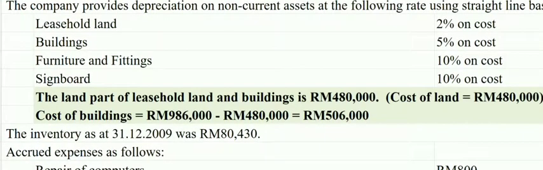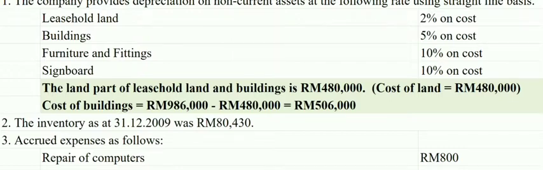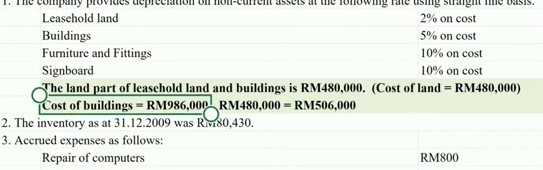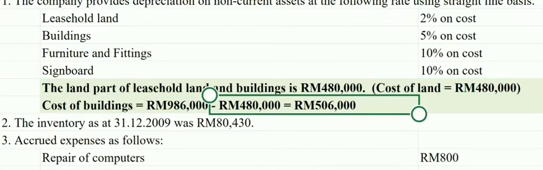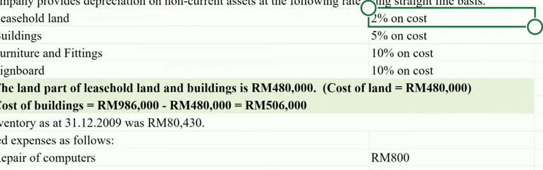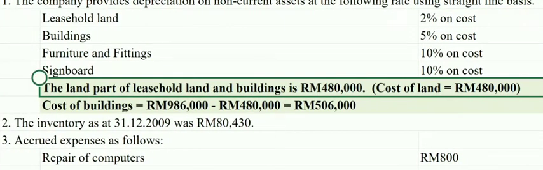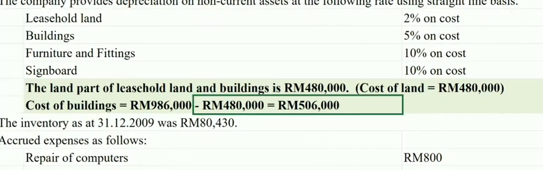How do we calculate the cost of buildings? You need to take the 986,000, the total cost, minus cost of land, 480,000. Therefore, cost of buildings is 506,000. This way, we can use the percentage to calculate the cost, to calculate the depreciation. For example, the depreciation expense for land, 2% times this, the cost of land. Depreciation for buildings, 5% times this, 506,000.